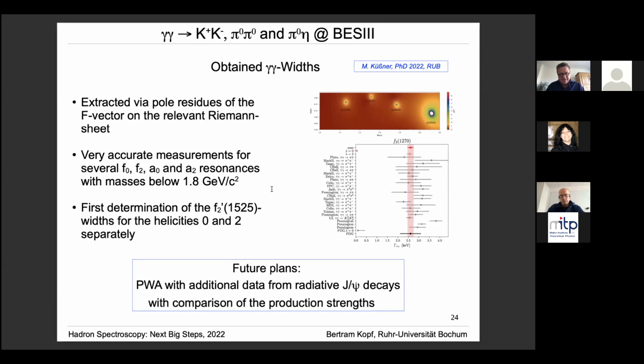It was possible to obtain the gamma-gamma widths for the 2 helicity scenarios. And the future plan is to perform partial wave analysis by adding, for example, the radiative J/psi decays, and to compare directly the production strengths of gamma-gamma with radiative J/psi decays, which then gives really a lot of information related to the inner structures.